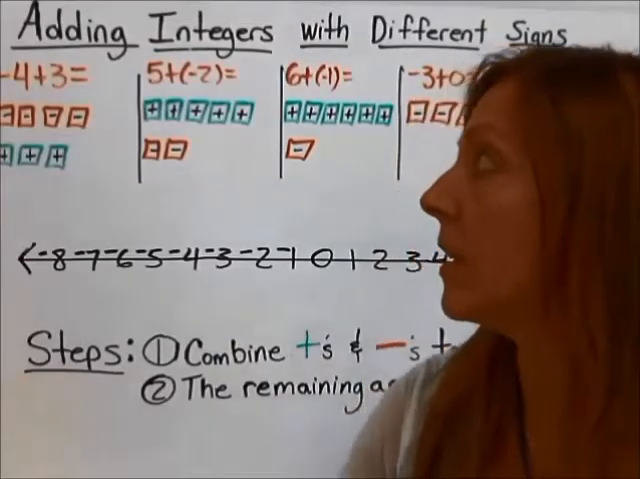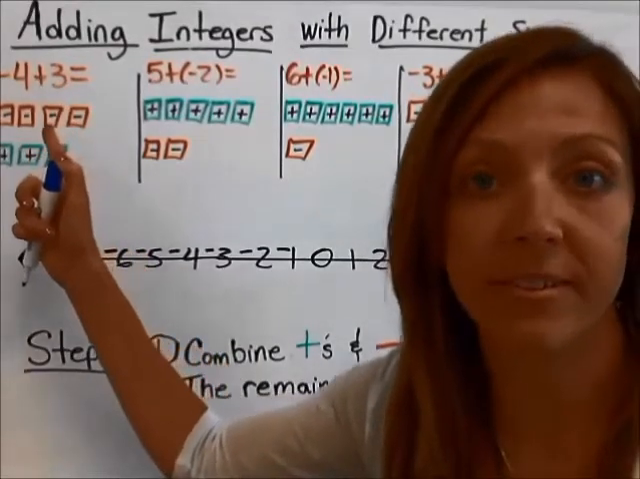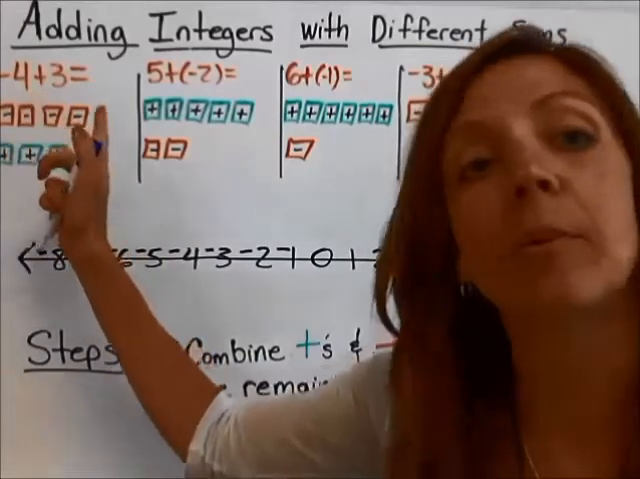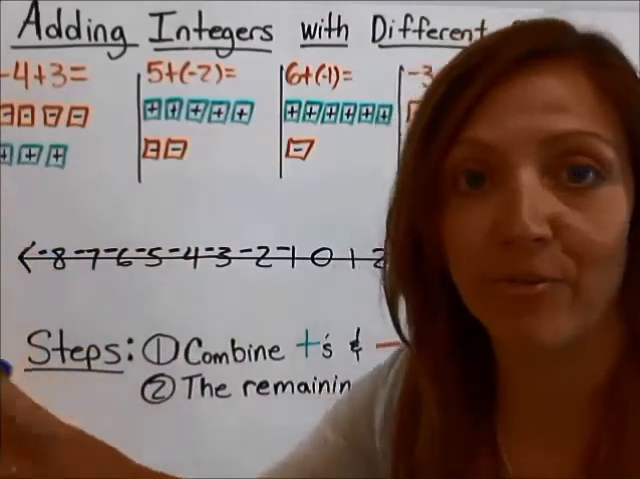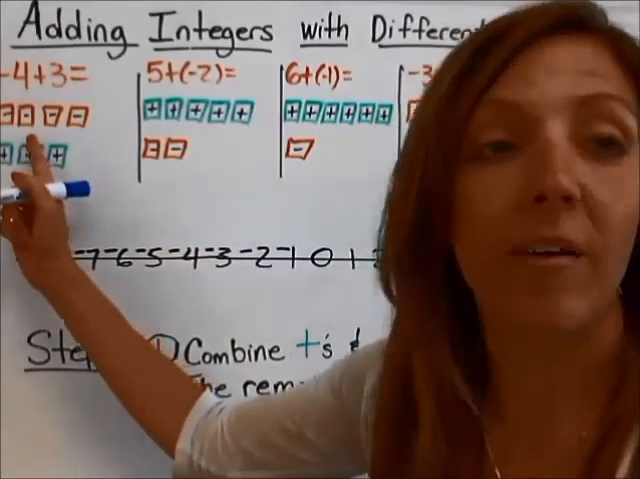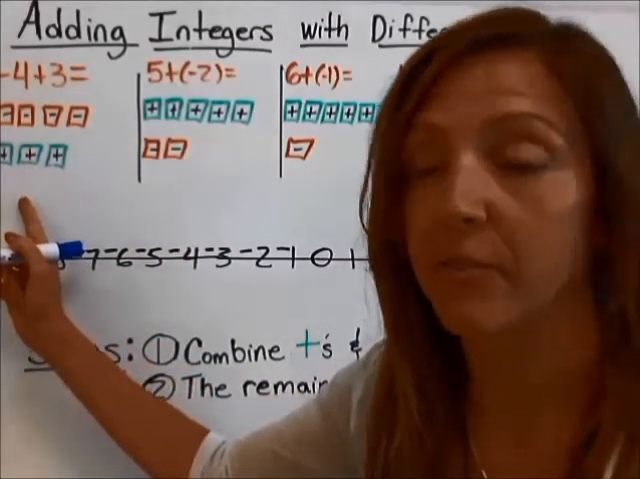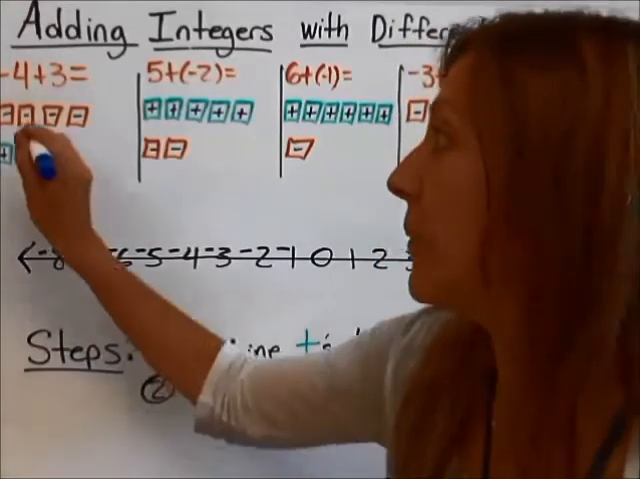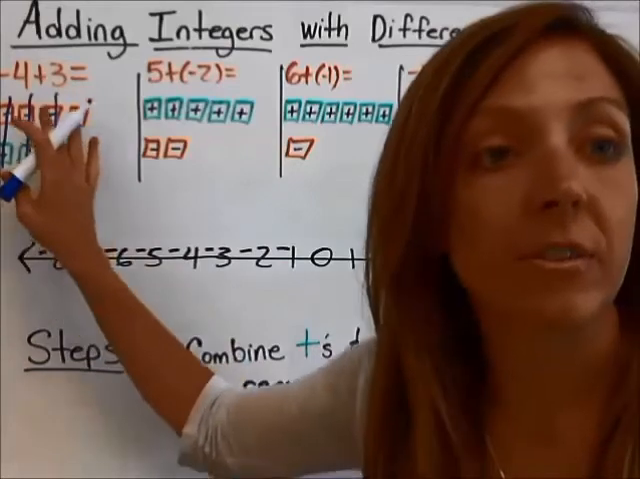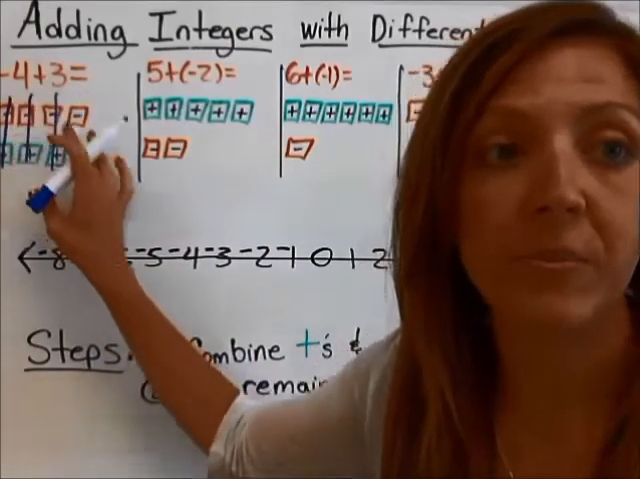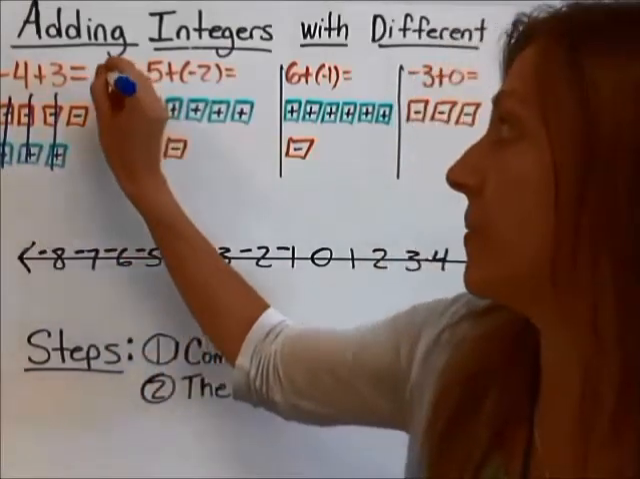Signs. Let's start up here. -4 plus 3. I have a negative number and a positive number. I'm going to make 0 to find my answer. So I have 4 negative chips and 3 positive chips to represent these numbers. And when I cancel out the negatives and positives and put them together, I end up with 1 negative.